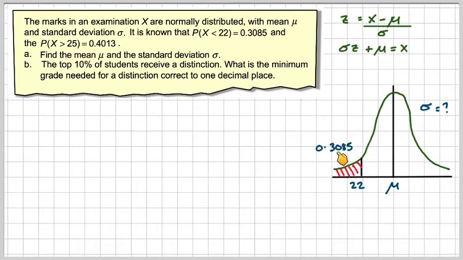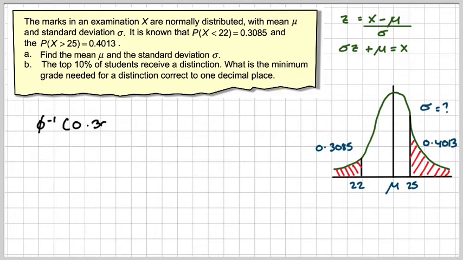Right, if we look at what we've got here, we've got 22, with an area here of 0.3085. It's always good to draw a diagram. This area here corresponds with 22. What we need to do is find the value of Z that corresponds with this value here. In the upper bound, with more than 25, we've got an area of 0.4013. It goes with that value X. We need to find the value of Z that goes with it, and then we can set up two simultaneous equations and solve them.